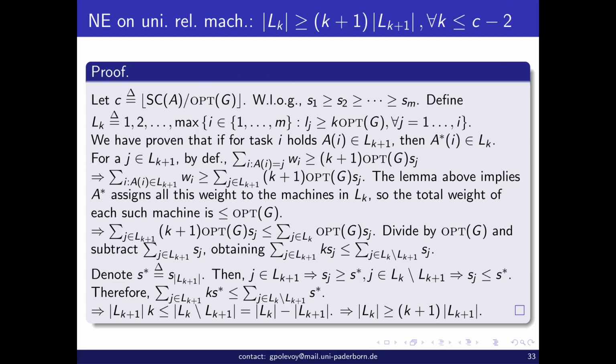I remind you that LK is the largest prefix of this list of machines, ordered in a non-increasing order of speeds, such that each load under the assignment in question is at least K times optimum. And we proved what we need up to a certain recursion: that the size of LK is not only at least as big as the size of LK plus 1, because the size of LK becomes smaller when K grows and the condition becomes stricter, but actually, the size of LK is at least K plus 1 times the size of LK plus 1.